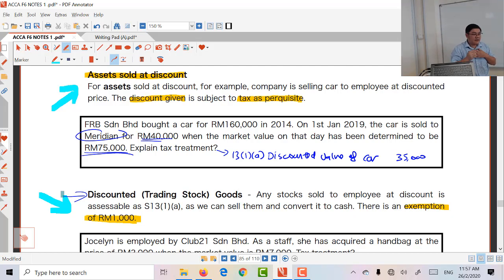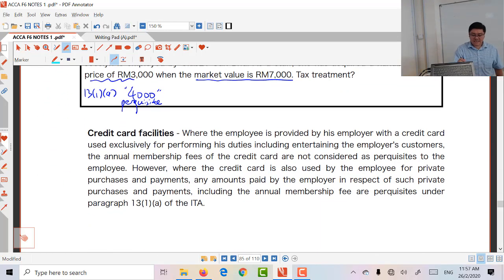Discount got exemption. Now, but in my office, we have a lot of computers. And I'm going to sell the computers away at a discounted price. Now, that computer, no exemption. Because that's not my stock. You see the difference? No? It must be stock. If it's not stock, there's no exemption. This 1,000 exemption is given because they are trading stock. Okay? Now, later we'll see this again in 13.1b.